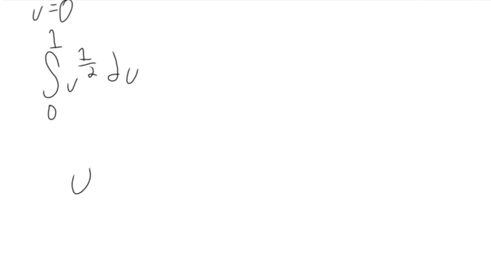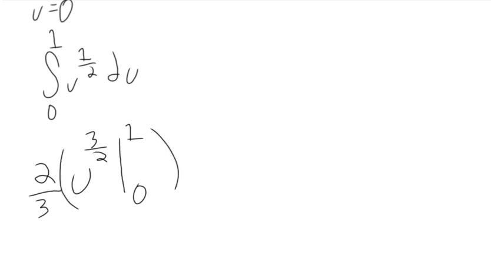So when we have the power function that we're trying to integrate, we first add 1 to the power. So we have 1/2 plus 1, which gives us 3/2. Then we divide by the new power. So dividing by 3/2 is like multiplying by 2/3. And we found an antiderivative for u to the 1/2. So now all we have to do is evaluate this from 0 to 1. And because the 2/3 is a constant multiple, I can put it on the outside and put parentheses like this.